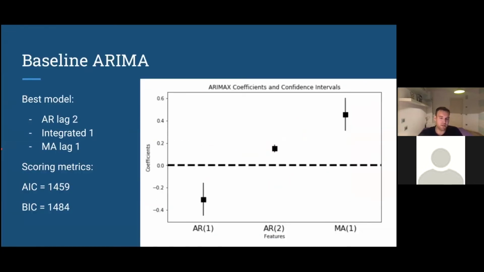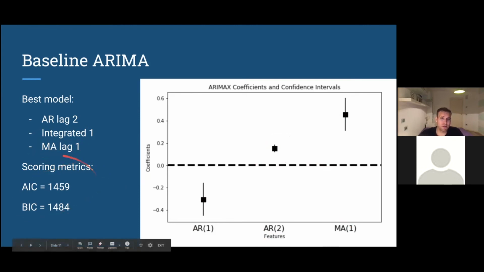To start off this experiment, I created a baseline ARIMA model with the official exchange rate only, not including the unofficial. I played around with different models, but I settled on an autoregressive lag 2 model, so 2 days lag, integrated or differenced 1 time, with the moving average or error lag of 1 day. These are the 3 features of this particular model, and they all have non-zero coefficients, which means they have signal in the model, and their confidence intervals are not touching 0, so we can say that these are statistically significant features.